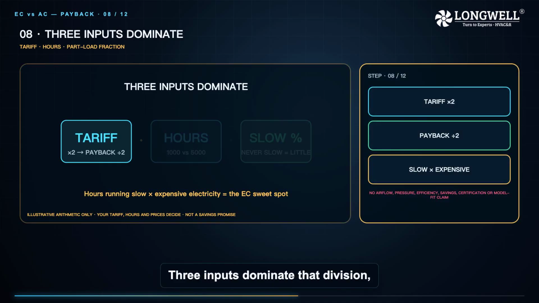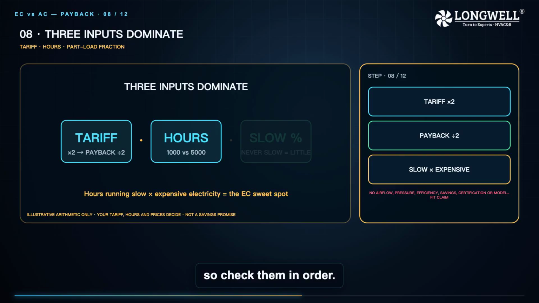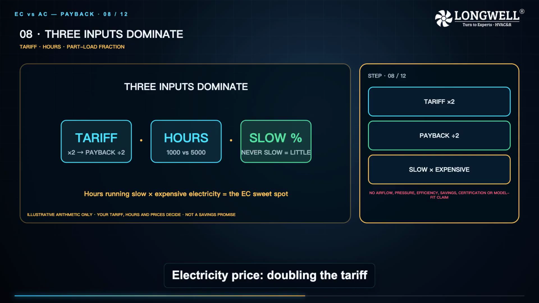3 inputs dominate that division, so check them in order. Electricity price, doubling the tariff halves the payback. Running hours, a fan running 1,000 hours a year pays back 5 times slower than one running 5,000. And the part load fraction, a fan that never slows down barely benefits. Hours running slow times expensive electricity is the EC sweet spot.